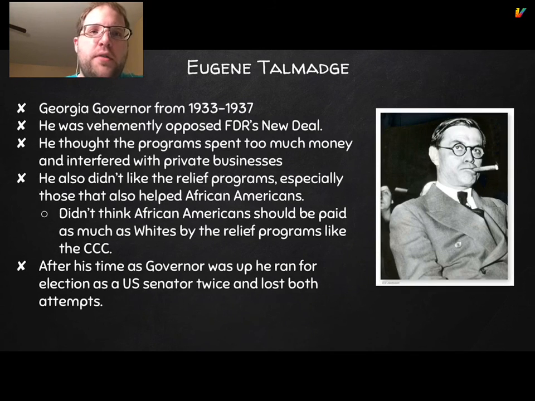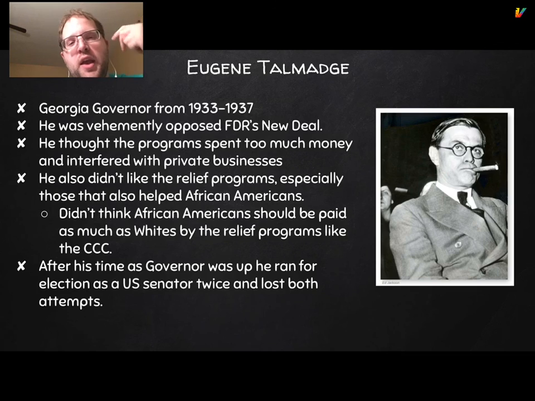This guy you need to know about. Eugene Talmadge was a governor of Georgia in the 1930s, and his claim to fame is that he would put himself out there as an opposition to the New Deal. He did not like it. He did not like FDR. He didn't like FDR for two reasons, okay?